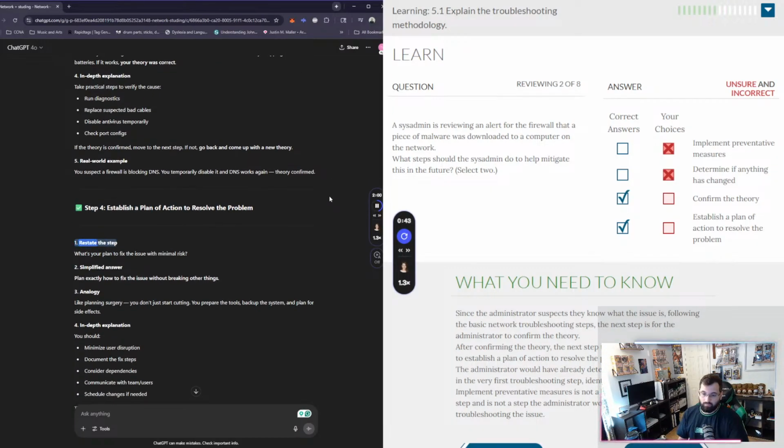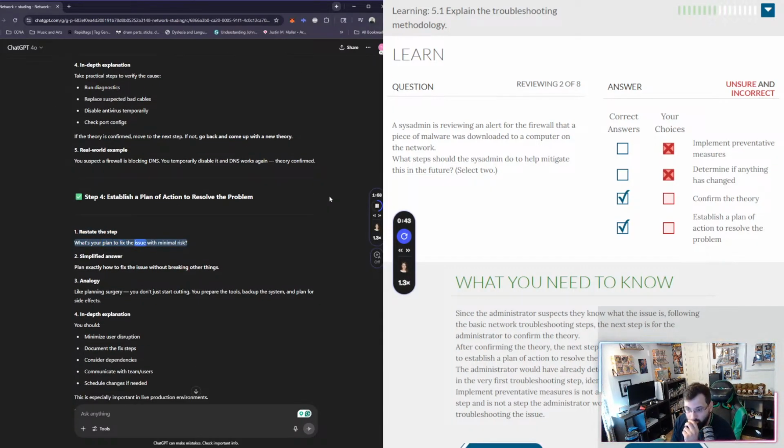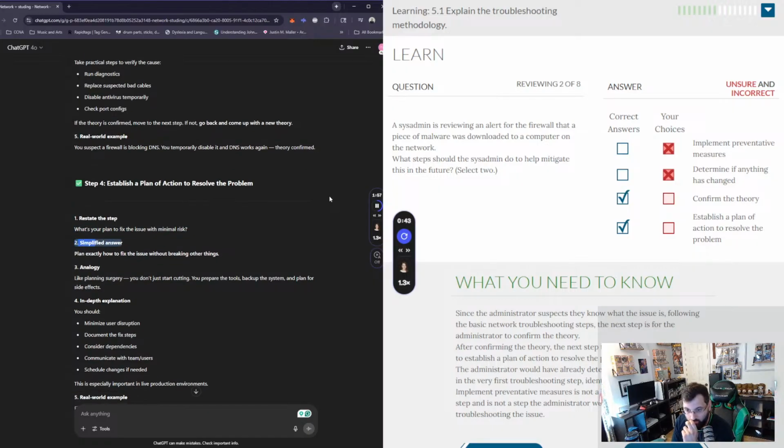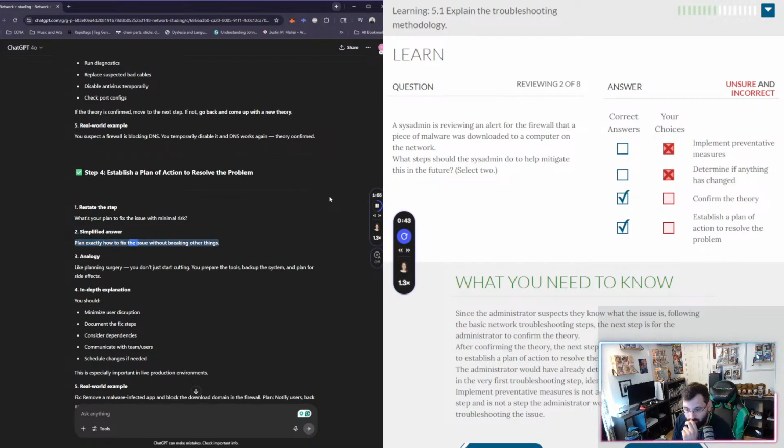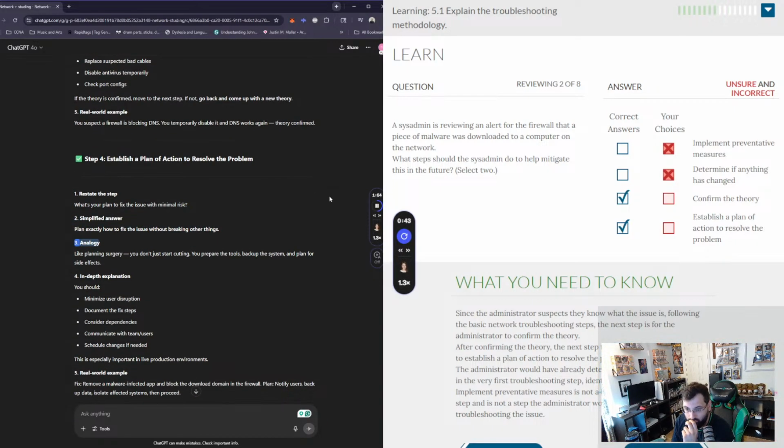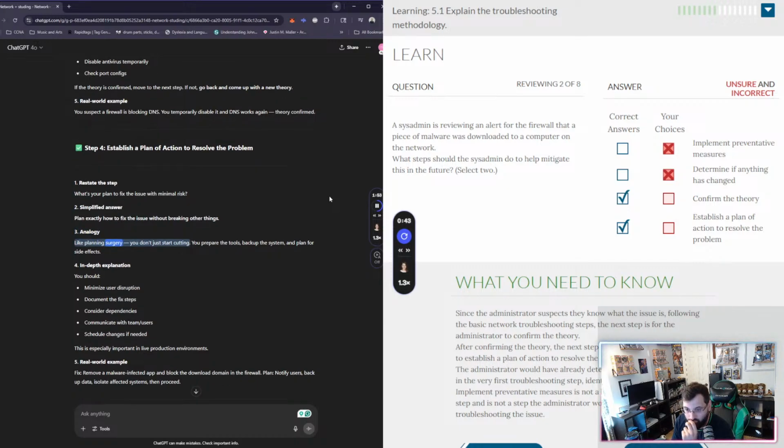1. Restate the step. What's your plan to fix the issue with minimal risk? 2. Simplified answer. Plan exactly how to fix the issue without breaking other things. 3. Analogy. Like planning surgery, you don't just start cutting. You prepare the tools, back up the system, and plan for side effects.